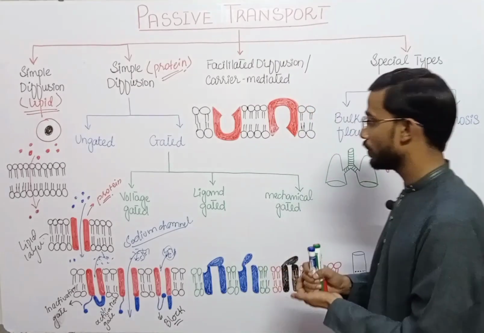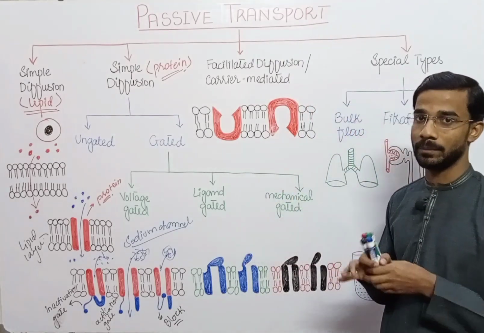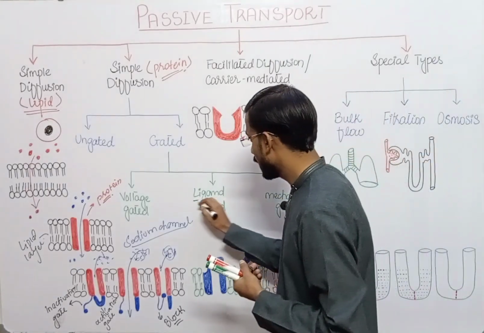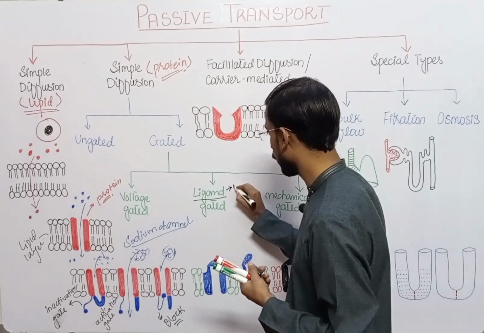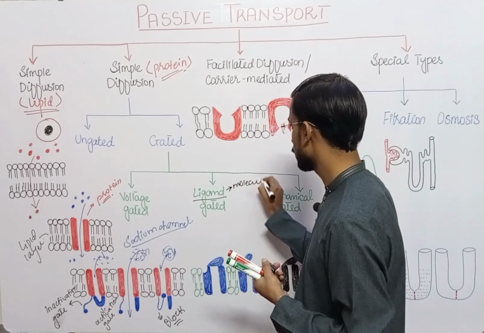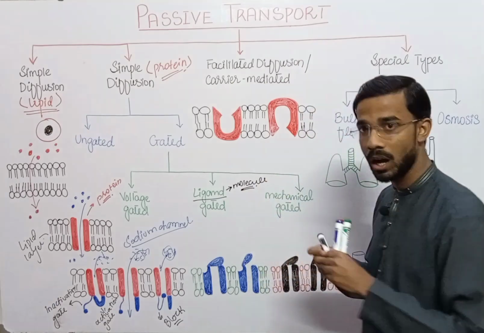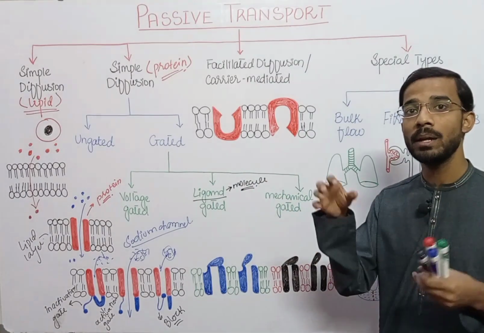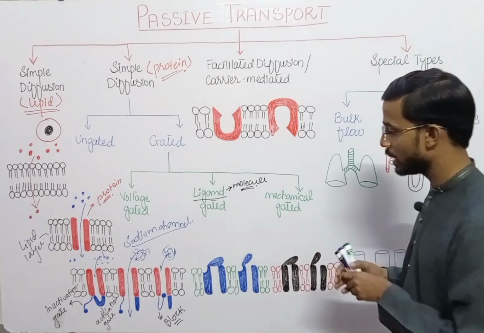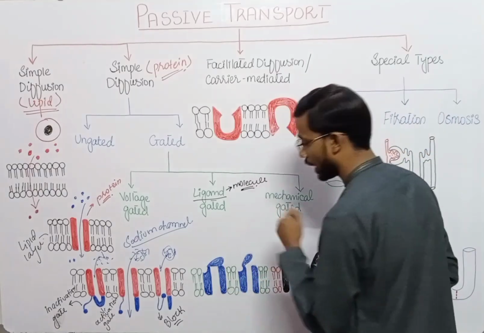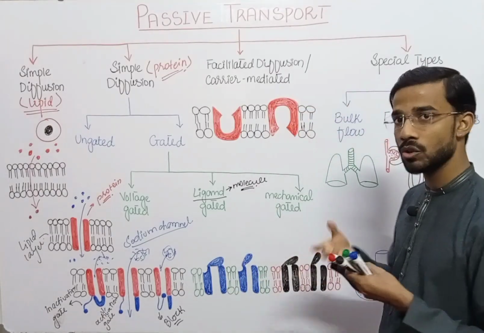So next we will discuss the ligand-gated. What is ligand? Ligand is actually a molecule or a substance which binds to the protein channels. Here you can see these are the ligand-gated channels or proteins.